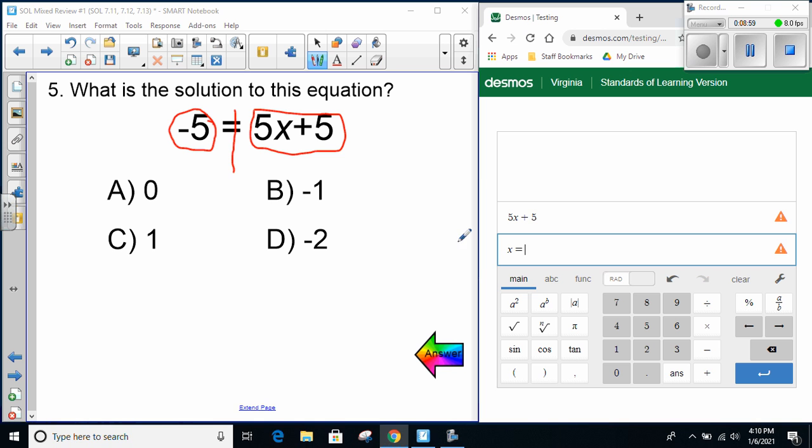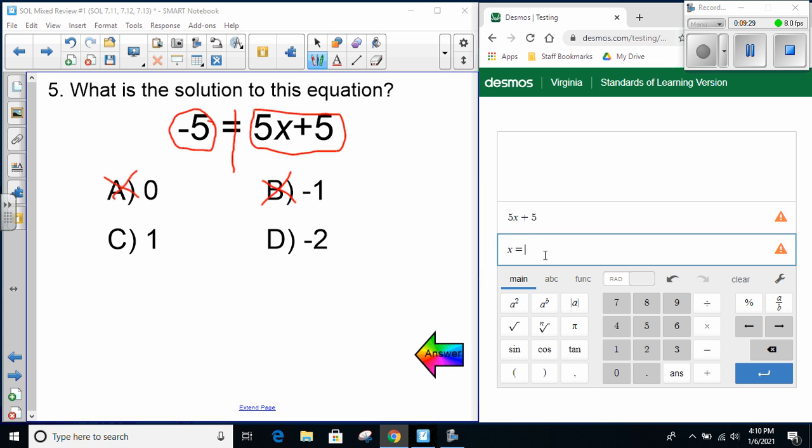So let's go ahead and start with A, x equals 0. When x equals 0, 5x plus 5 equals 5, and we want it to equal -5. So A is not correct. Let's check B. Let's see what happens when x equals -1. So we type in x equals -1, and when we do that, 5x plus 5 equals 0, and we want to get -5. So the answer is not B.